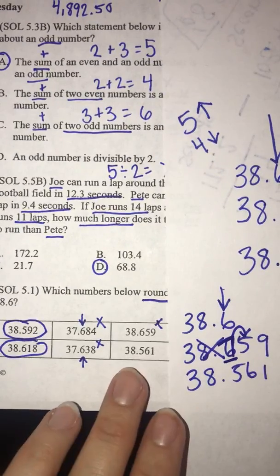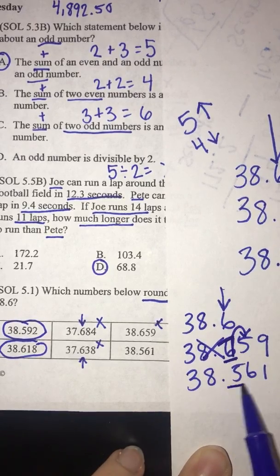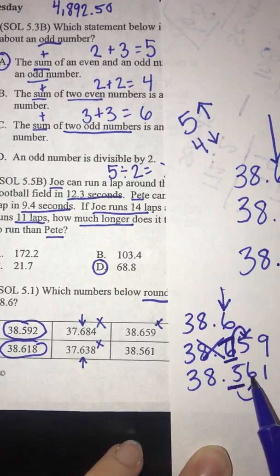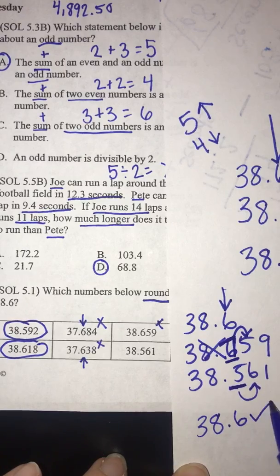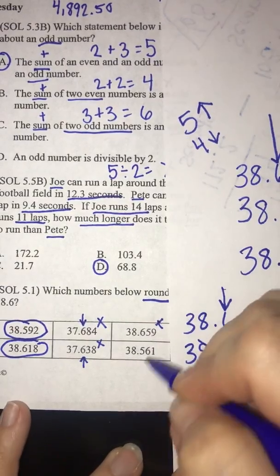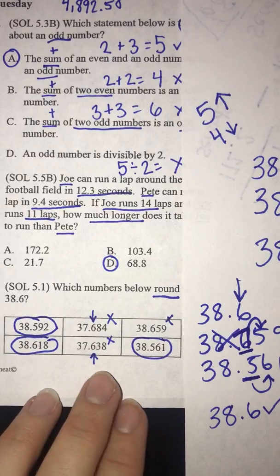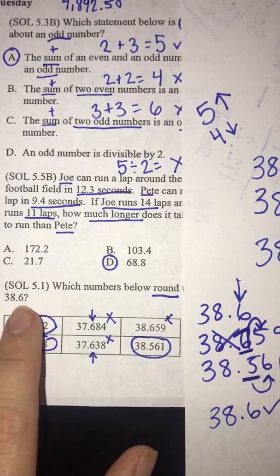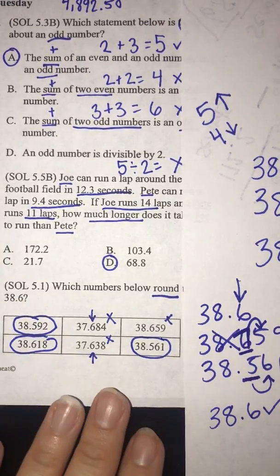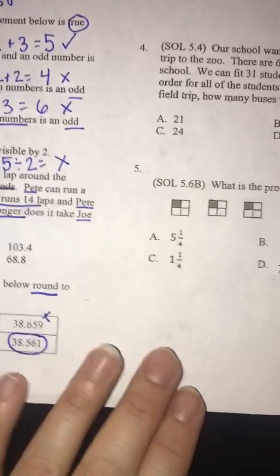Okay, and then let's try this last one, 38.561. So remember, we want this to be at a 6, 38.6. If I look next door, the 6 is going to change the 5 to a 6. Because it's 5 or more, you raise the score. So this one fits. I hope that made sense, and I hope this number that they asked you to round to is guiding you as you're doing your rounding. All right, let's move over to number 4.